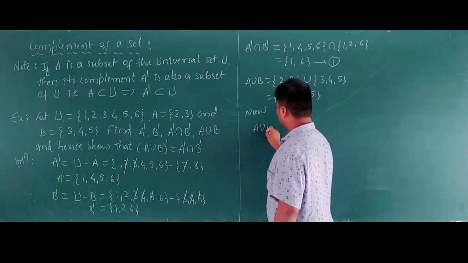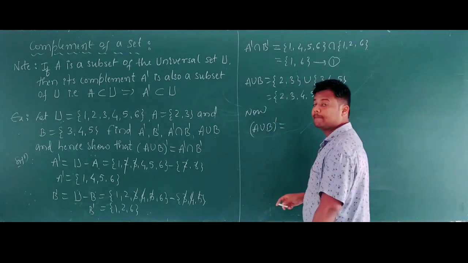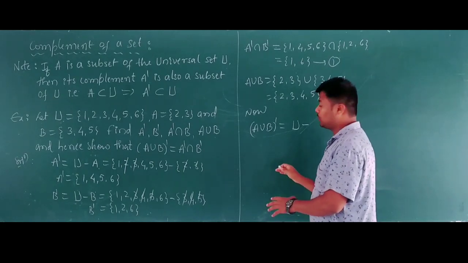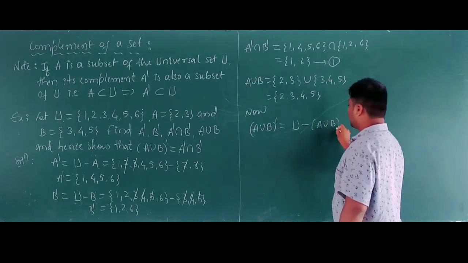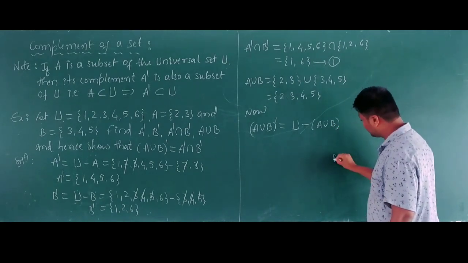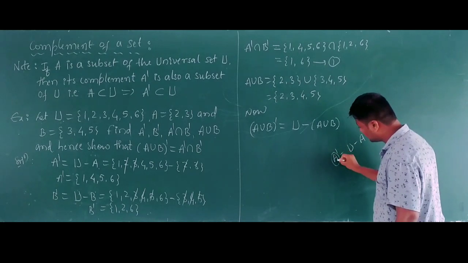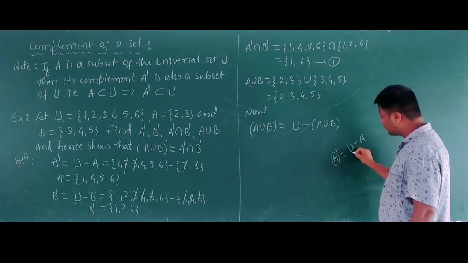A union B whole complement equals what? What's the formula? The complement formula is U minus the set. A dash equals U minus A. When we make the complement of set A, we subtract set A from U.